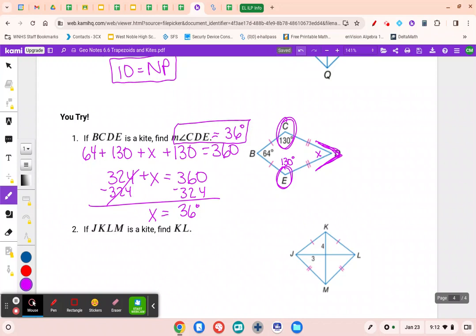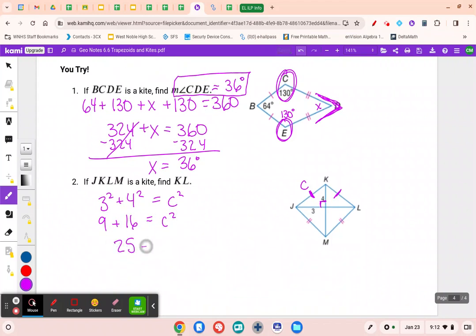All right, lastly, we have another Pythagorean theorem. They want us to find KL. Once again, it's the same as KJ. So if I want to solve for this, we've got 90 here within a kite. The diagonals cross at 90 degrees. So we solve Pythagorean theorem for KJ, which is the same as KL. So c is equal to 5, which means that KL is equal to 5.